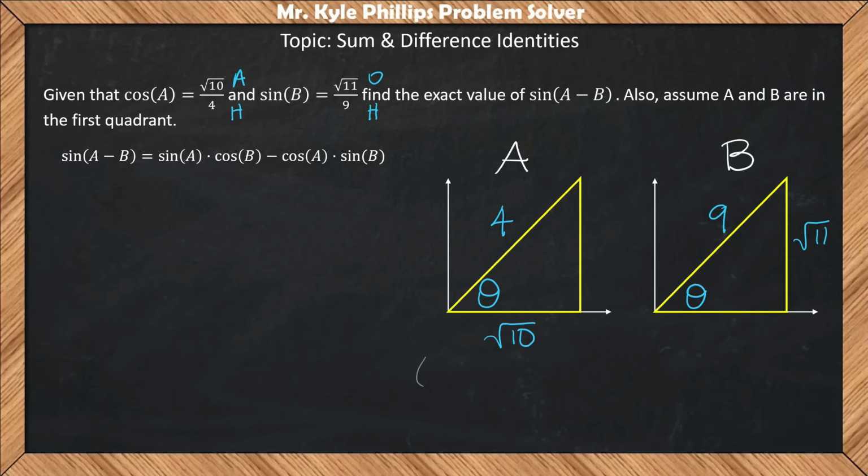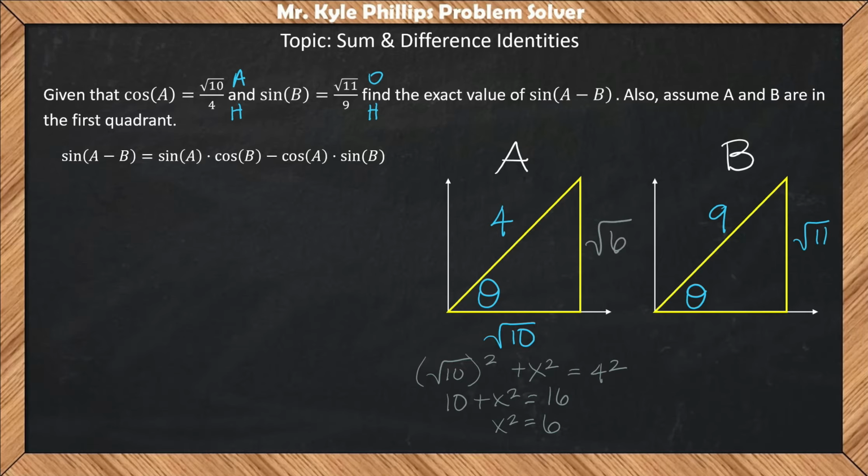So here we'll say the square root of 10 squared plus x squared gives us 4 squared. So when you square a square root, that radical goes away. So this is now just 10 plus x squared is 16. So x squared is 16 minus 10, which is 6. So here, our leg length is going to be the square root of 6.